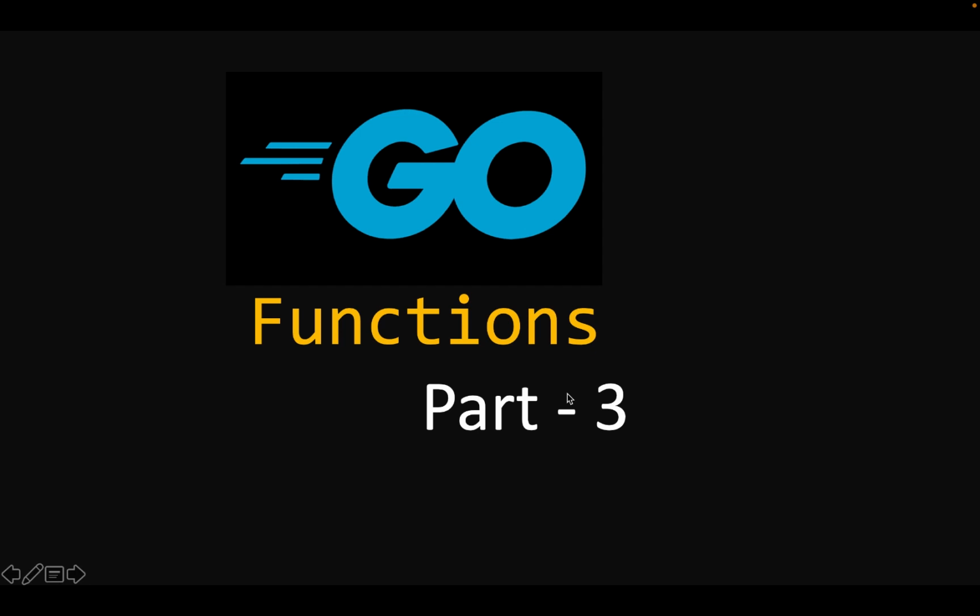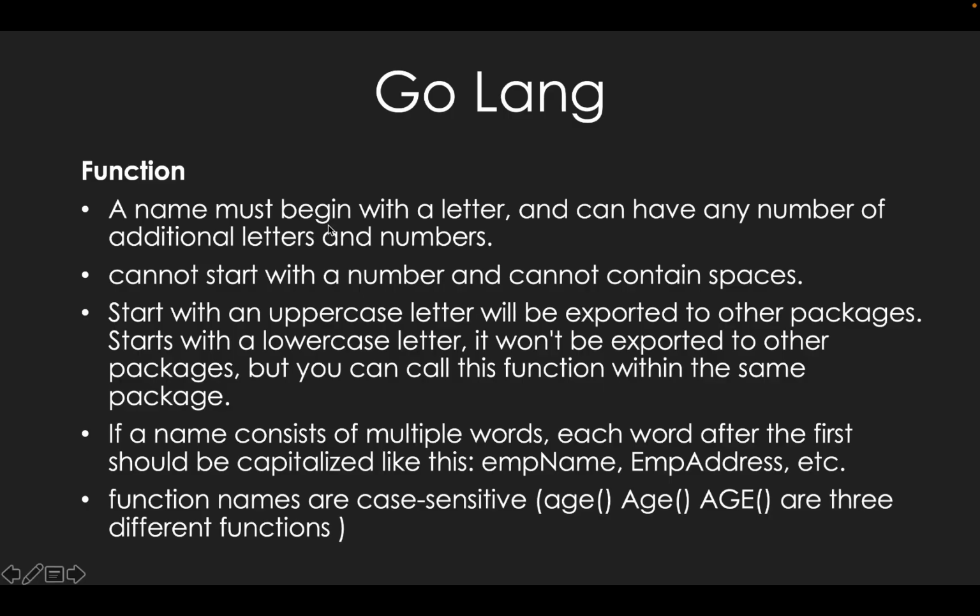Welcome back. Today we are going to see about functions, how functions are declared and defined in the Go language, what the naming convention is, and see some examples. The name must begin with a letter and can have any numbers and characters after that. It cannot start with a number and cannot contain spaces. A function that starts with an uppercase letter can be exported to other packages. Any function that starts with a lowercase letter can be used only within the package, similar to variables.